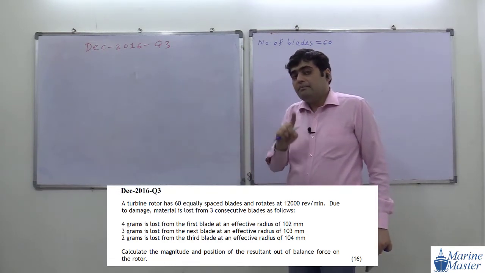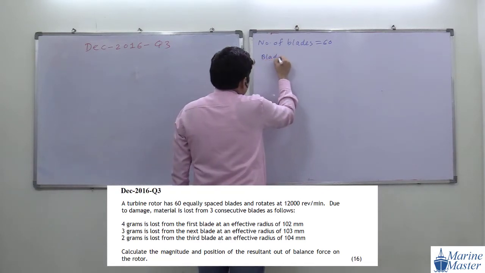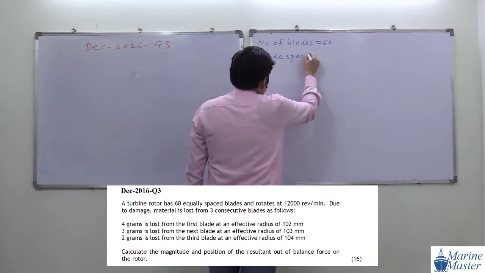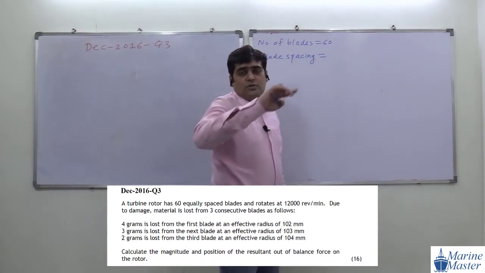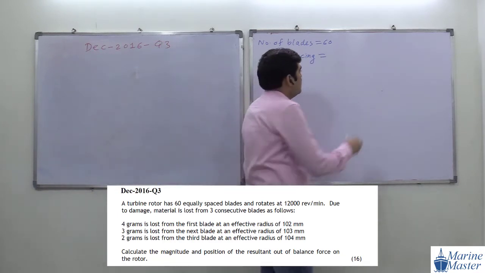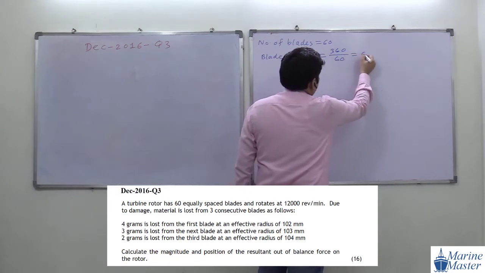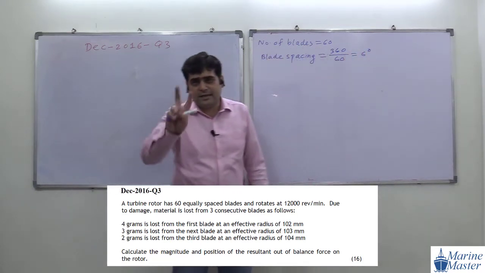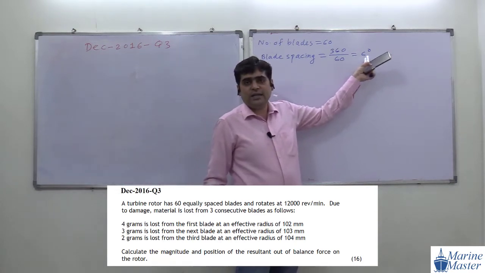Angle between blades means blade spacing. This is a little bit standard word. So blade spacing will be how much? The total overall angle is 360, so 360 divided by 60. Blade spacing is 6 degrees, meaning the angle between two blades. Did you get this point? How we got 6 degrees?